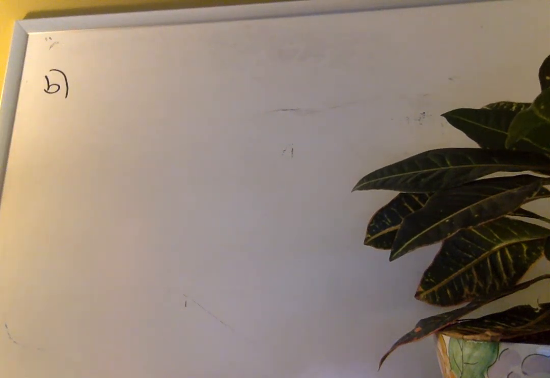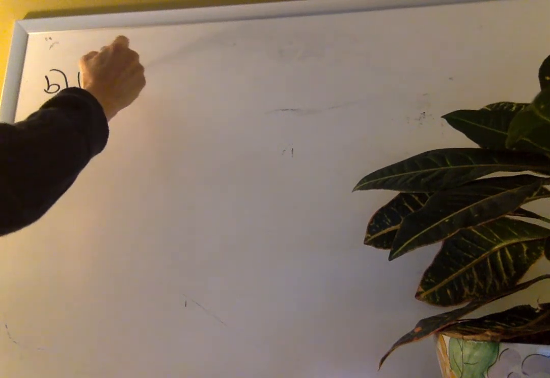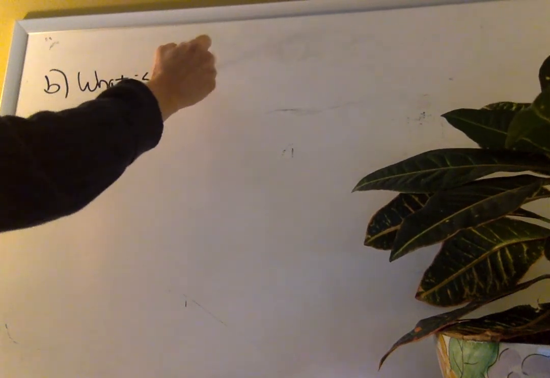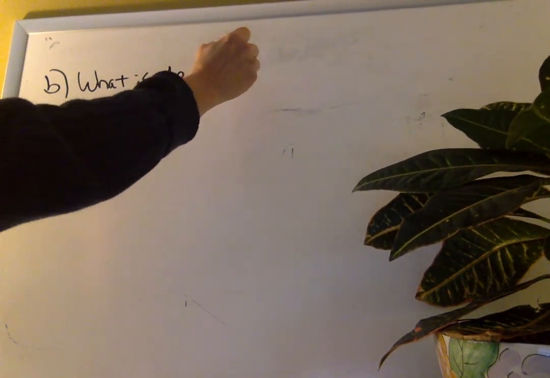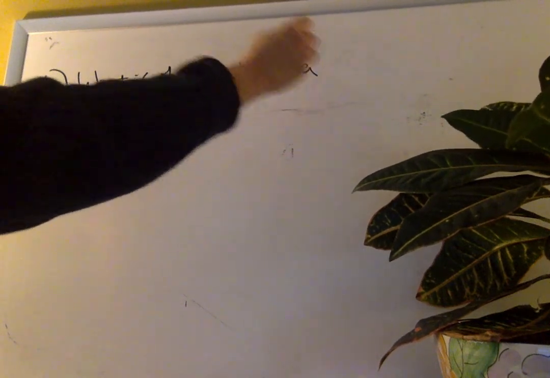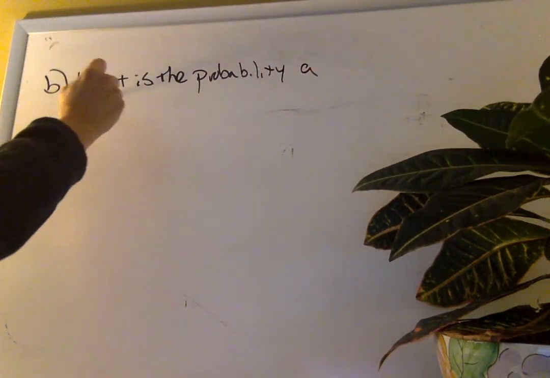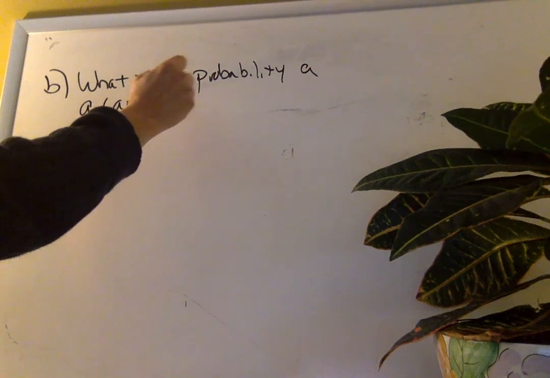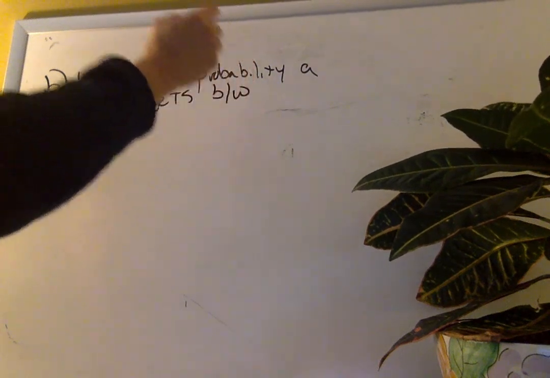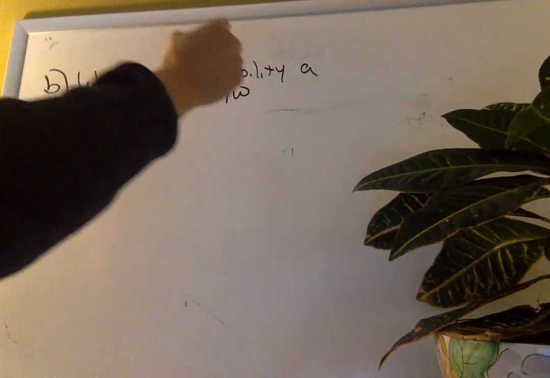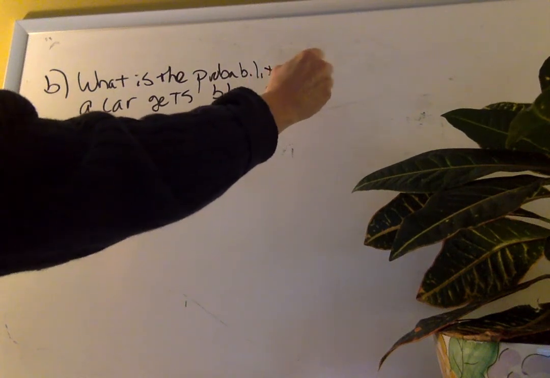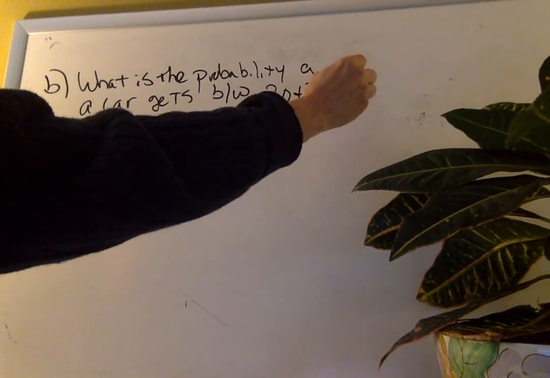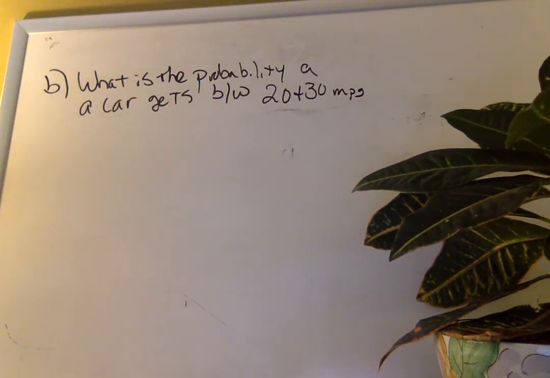The last question I said, what percent of cars? I could say, what is the probability? It's all the same thing, right? What is the probability a car gets between 20 and 30 miles per gallon? On the last video, I taught you how to do the stuck in between problems. Let me get a quick picture.